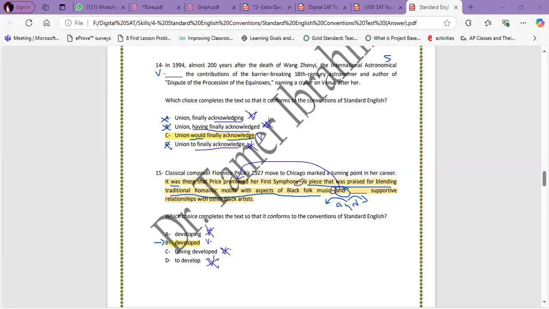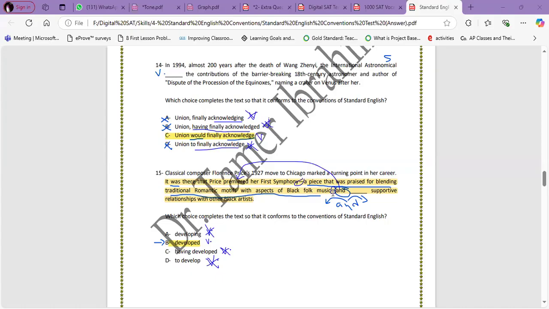Take the part that has the missing. It was there. We have subject, verb: the Price premiered her first symphony. There's a woman who premiered the first symphony, a piece that was praised by blending traditional romantic motifs with aspects of black folk music.